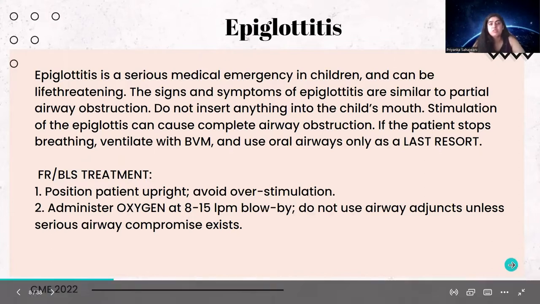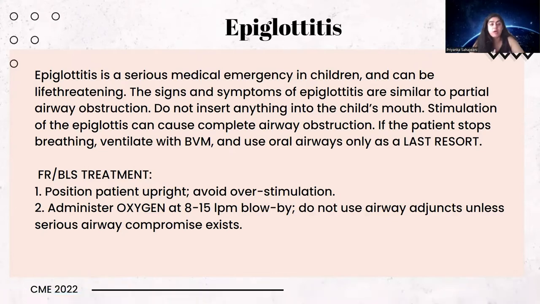So it is a serious medical emergency in children and can be life-threatening, similar to a partial airway obstruction, but same. Do not insert anything in the child's mouth, because it will stimulate the epiglottis to completely cause a collapse of the airway, and that leads to a complete airway obstruction.